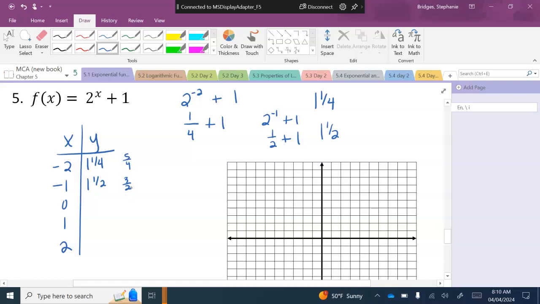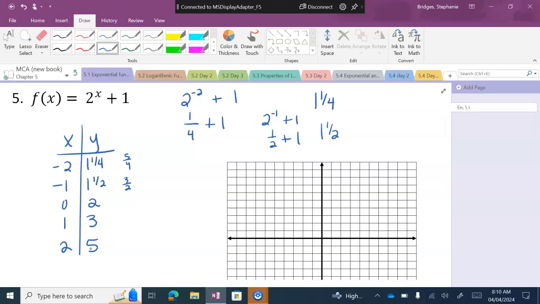What about if I plug in 0? What is 2 to the 0? And then 1 plus 1 is 2. What is 2 to the first? 2, and 2 plus 1 is 3. And then 2 squared is 4. 4 plus 1 is 5. So look at your y values.